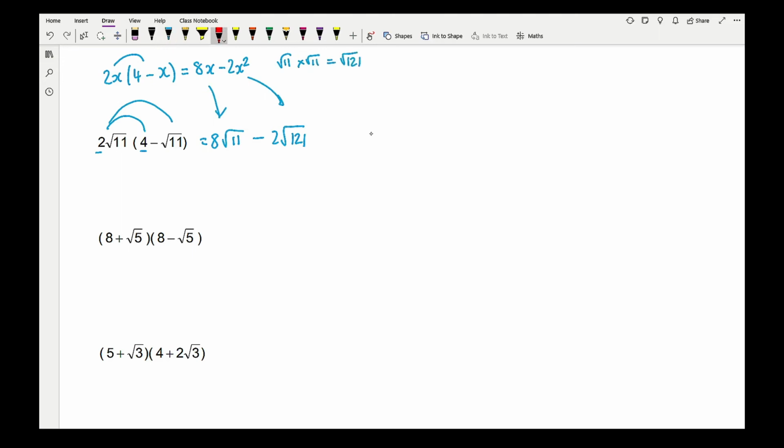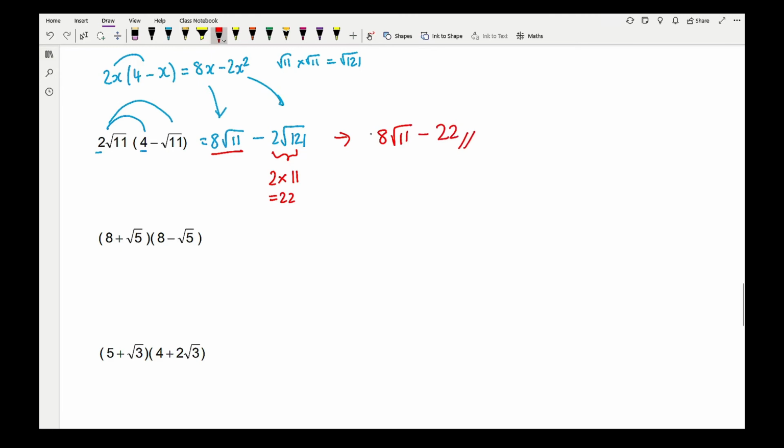Now, going back to this particular question, there's not much I can do with this, but I can simplify this. So that becomes 2 times, and then square root of 121 is 11. So that leaves me with the answer of 22. So what this then becomes is 8 root 11 minus 22.